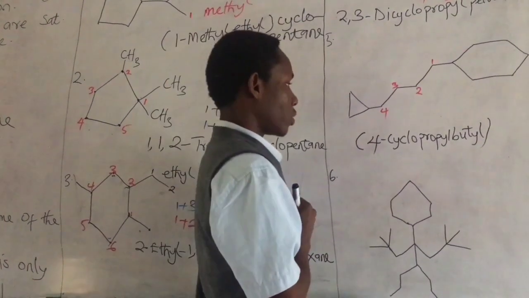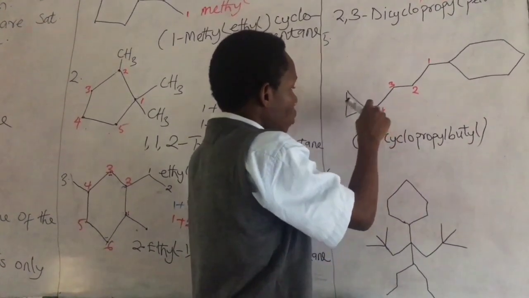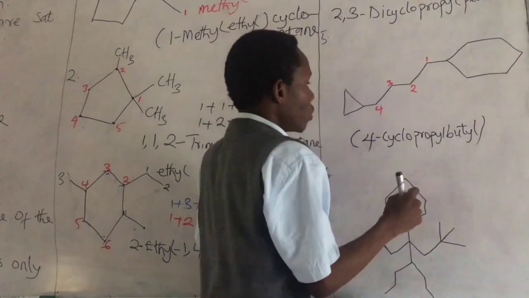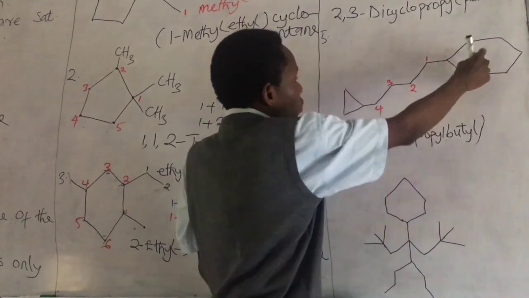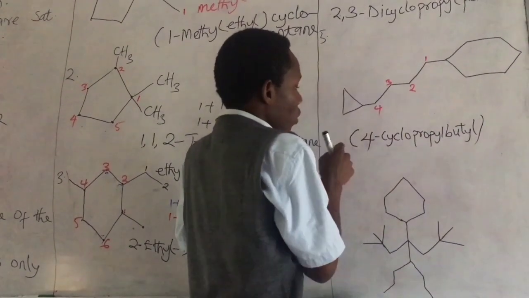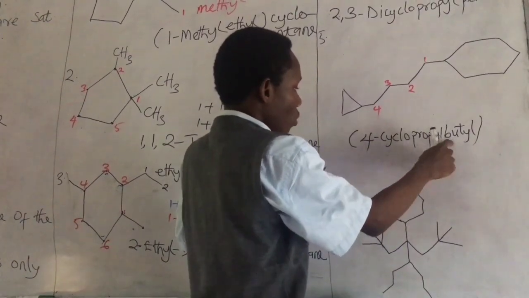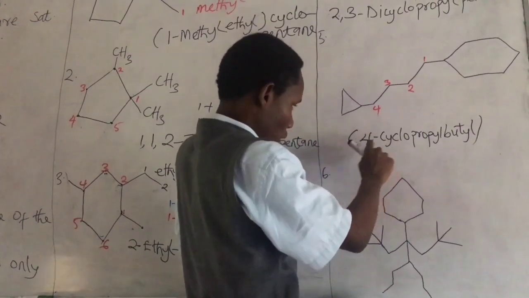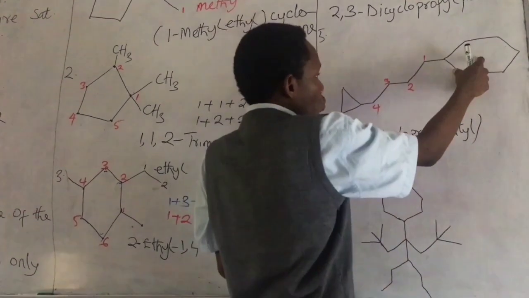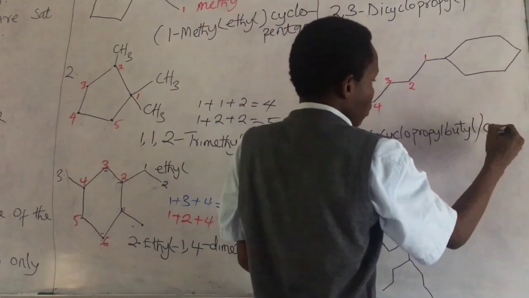Why are we closing the brackets? Because this 4 cyclopropyl is on what? This cyclopropyl is on the 4th carbon of this what? Butyl. It is not for this. It is not for the cyclohexane. It is for this butyl. That is why we are closing this bracket. 4 cyclopropyl butyl. Our cyclopropyl is on carbon 4 of what? Butyl. And then we will bring out this now. This is cyclo what? Hexane. Cyclohexane.